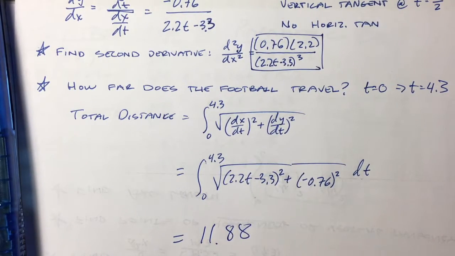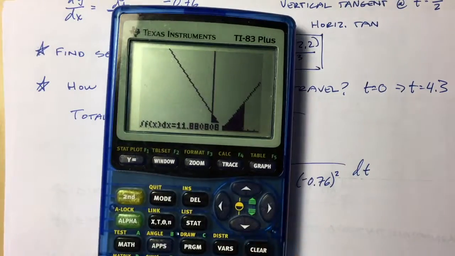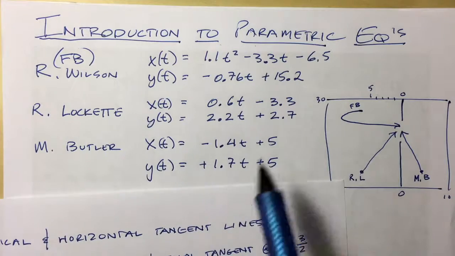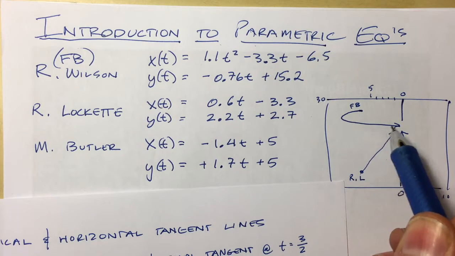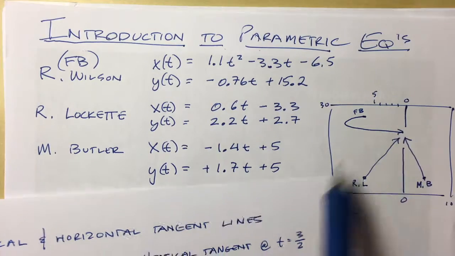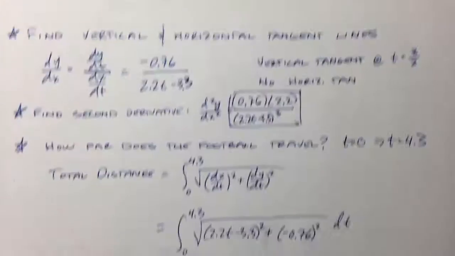11.88 meters, and that makes sense if you go back to the original graph, that it was out here on about the 6-yard line. It went back a few yards and then went forward. So it went back about 2.5 and went forward about 8.5 or so. So that answer is very sensible.